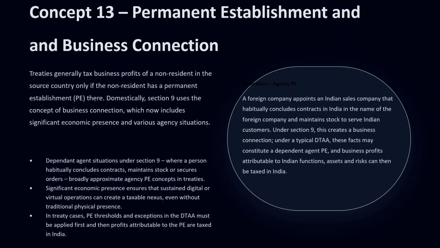So, Section 9 defines business connection broadly and through its explanations as well, and it includes dependent agent situations where a person in India habitually concludes contracts in India, a person maintains stocks of goods in India, or secures orders mainly for the non-residents or its group.